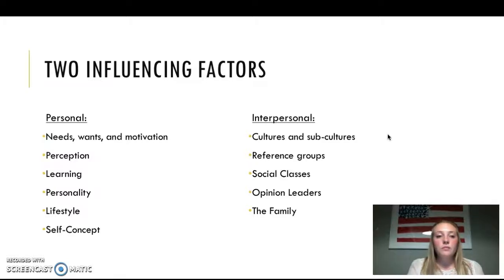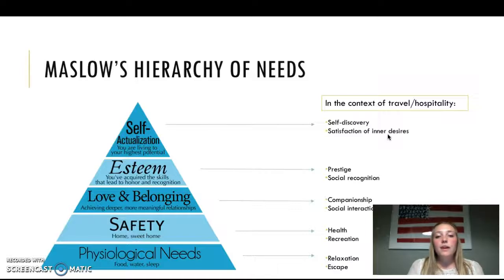Maslow's hierarchy of needs is a really good way to explain the personal side of things. It can be translated pretty well into the travel and hospitality industry. So it's what advertisements can use to be successful.